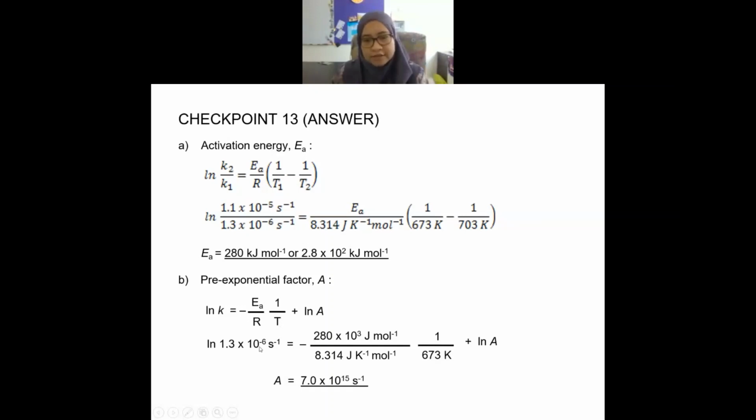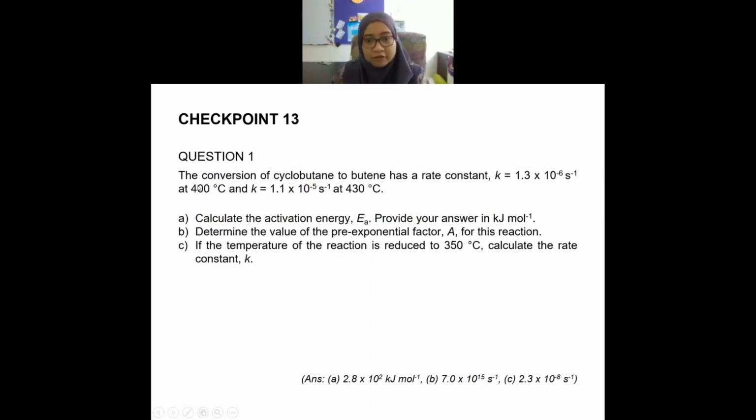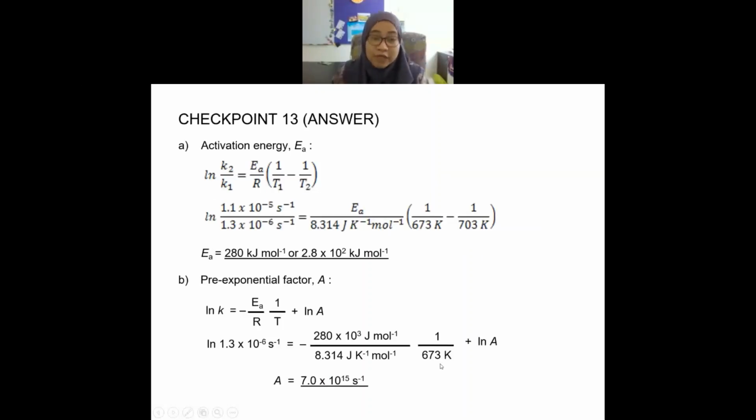So you may choose this one, dia guna at 400 degrees Celsius. 673 is at 400 degrees Celsius, sebab 1.3 darab 10 kuasa negatif 6 untuk yang ini, at 400 degrees Celsius. Make sure you convert into Kelvin, okay guys? But instead of using 400 degrees Celsius or 673 Kelvin or this K, can we use the other K? Boleh tak kita guna the other K, at 430 degrees Celsius, convert into Kelvin? Boleh tak guna yang itu instead of this one? What do you guys think?